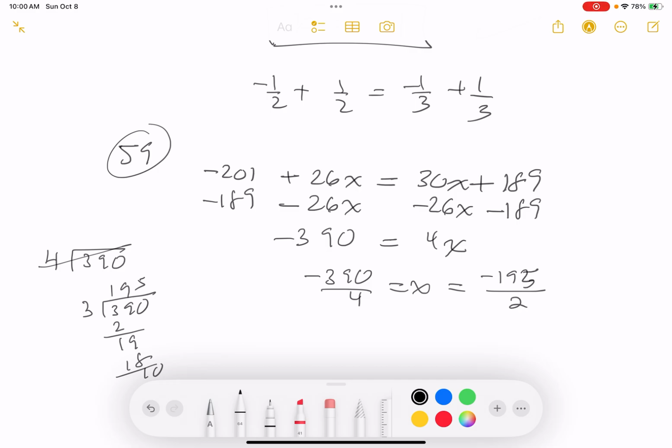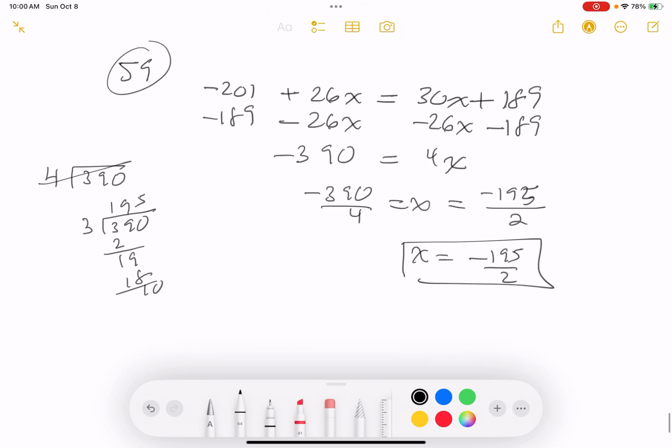Whoops. Over 2. So x equals minus 195 over 2. I don't want to use a decimal, by the way. So could I check it? Let's just check it. Minus 201 plus 26 times minus 195 over 2 equals 30 times minus 195 over 2 plus 189.